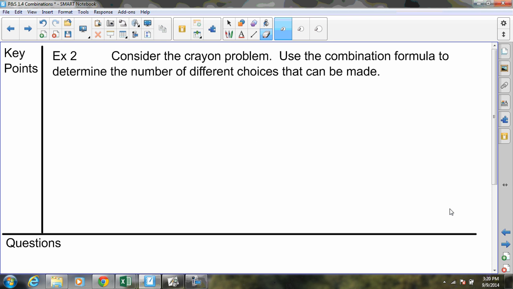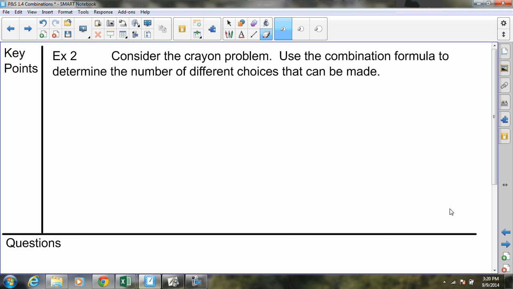Okay, so let's continue with our crayon problem now. We would like to use the combination formula so that we can determine the total number of different choices, the total number of different groups that we were supposed to have. When we did it, we were able to create a list of 9. Did we get them all? This formula will tell us.